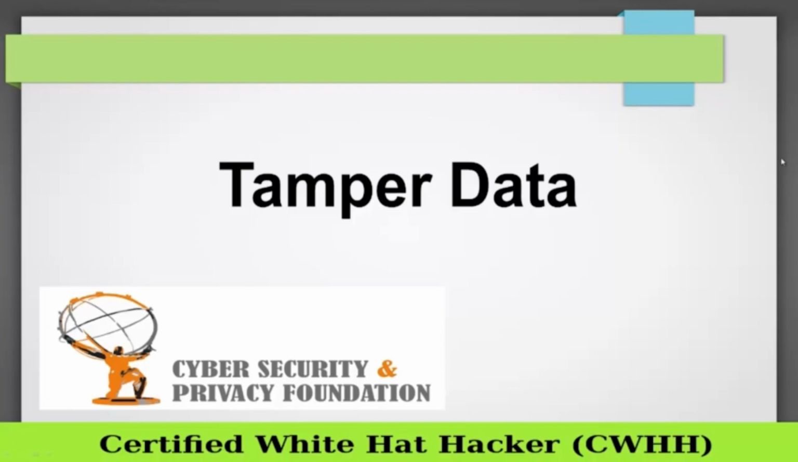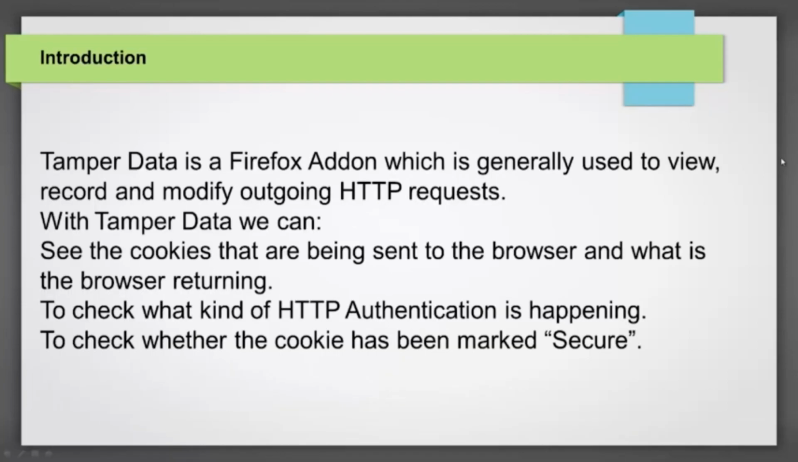Though the demo part of this will be taken in a different video, let us go ahead and check out the PPT to gather more information about this particular tool. So, the introduction: Tamper Data is a Firefox add-on which is generally used to view, record and modify outgoing HTTP requests. With Tamper Data we can see the cookies that are being sent to the browser and what the browser is returning. It is also used to check what kind of HTTP authentication is happening, and whether the cookie has been marked secure or not.